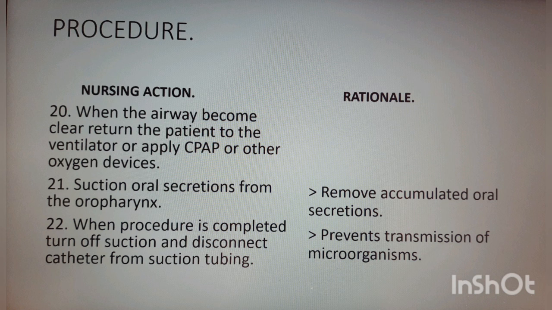When the airway becomes clear, return the patient to the ventilator or apply CPAP or another oxygen delivery device. Suction oral secretions from the oropharynx to remove accumulated oral secretions. Next, when the procedure is completed, turn off the suction and disconnect the catheter from the suction tubing. Remove gloves inside out and dispose of the gloves and catheter in a proper receptacle to prevent transmission of microorganisms.